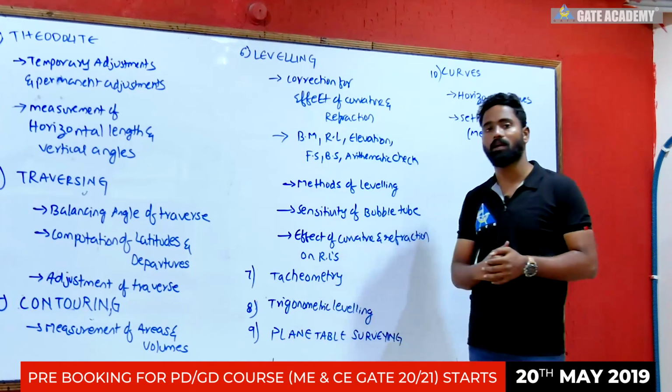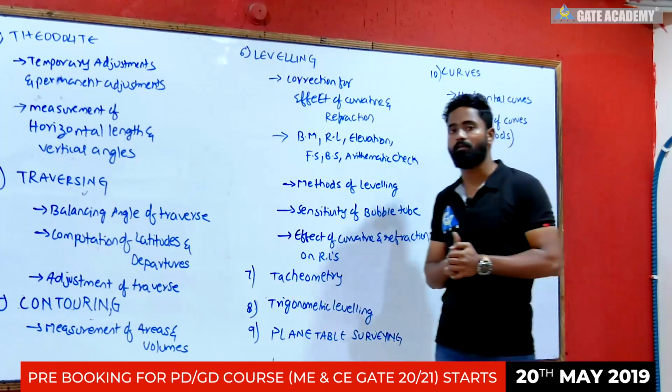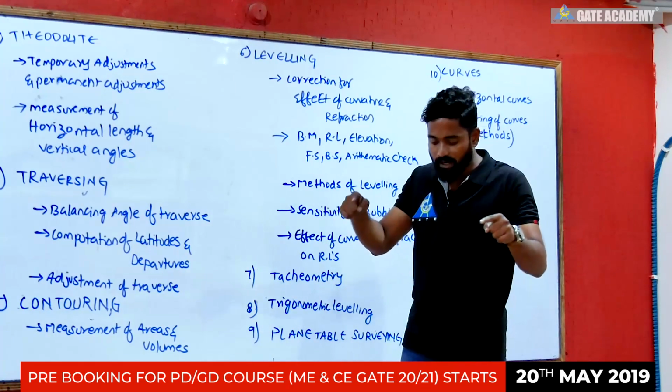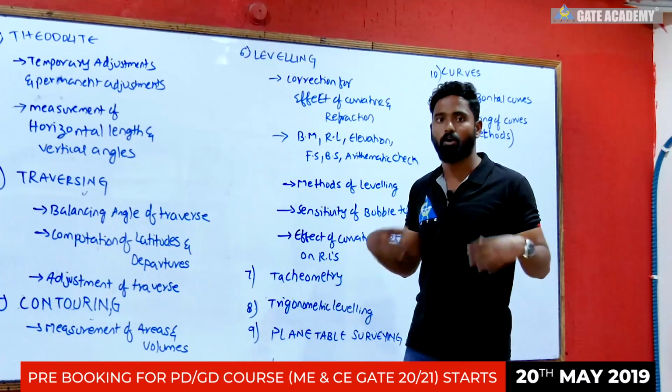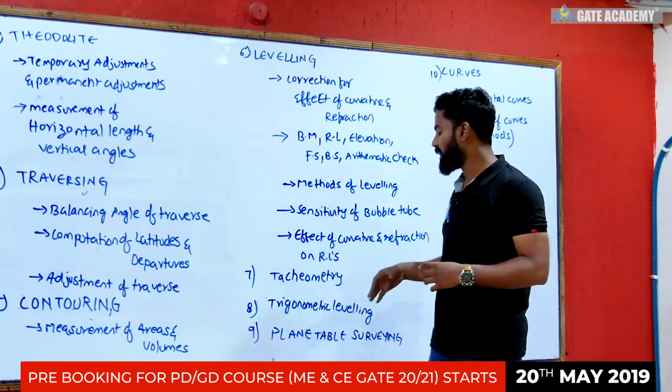So, that is one thing. And traversing means, I have already discussed. Traversing means creating a complete pentagon or a complete polygon. It could be pentagon, hexagon, anything.